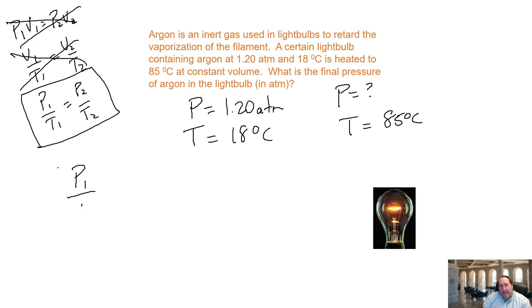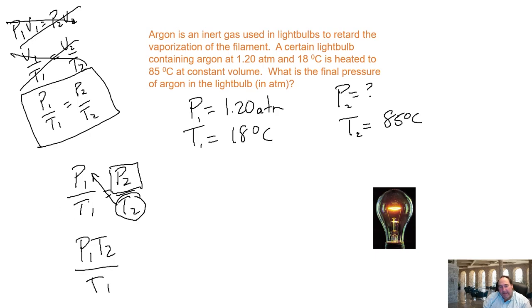So we have P1 over T1 is equal to P2 over T2. Call the first ones ones, second ones twos. We are looking for P2, so once again, we're going to send our T2 to the opposite location by multiplying to the other side. P1 T2 over T1 is equal to our P2. Once again, just like normal, we're not going to forget to convert our temperatures into Kelvin here.